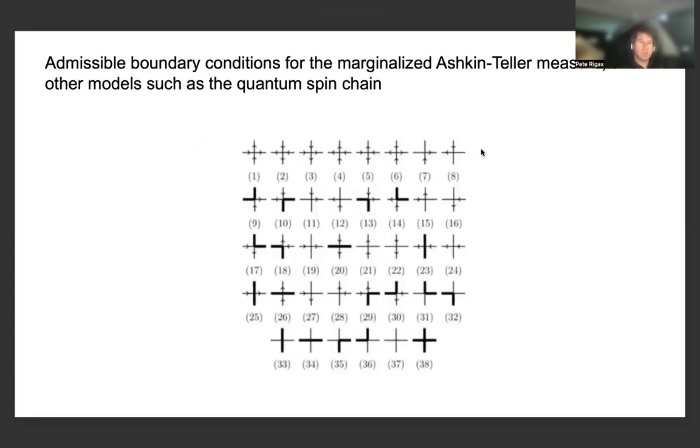And the admissible boundary conditions, like we had mentioned, for the marginalized Ashkin-Teller measure can also relate, as we had mentioned, to open boundary conditions, such as the open boundary conditions which are looked for either the lower rank or the higher rank versions of the quantum spin chain, whose sample space of 38 configurations is given here.